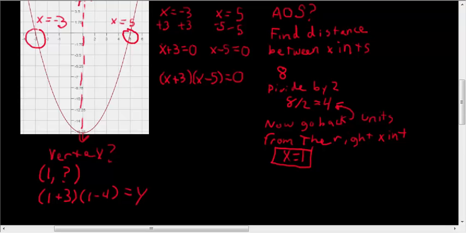And I accidentally wrote 4 there. Let me fix that. That should be x minus 5, which should be 1 minus 5. I am sorry. Now working this out, now we have +4 times -4, which gives us -16. So that tells us our vertex is at 1, -16.